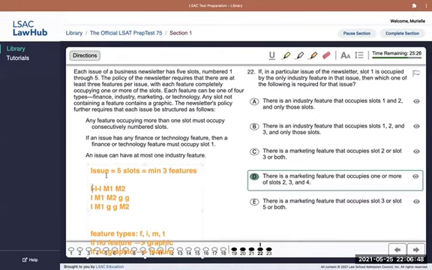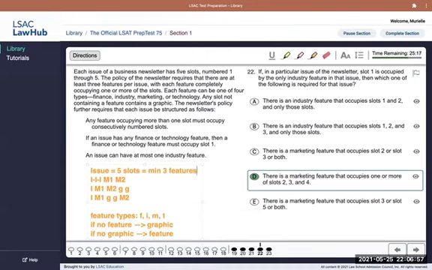Which one of the following is required for that issue would be, which of the following must be true if we just have a single industry feature and it occupies slot 1. So D, there is a marketing feature that occupies 1 or more of slots 2, 3, and 4. So if I look at 2, 3, and 4 here, I wasn't able to get away without putting marketing in there. In 2, 3, and 4, I've got both of them. So that's where the "1 or more" comes in. And here we've definitely got 1.